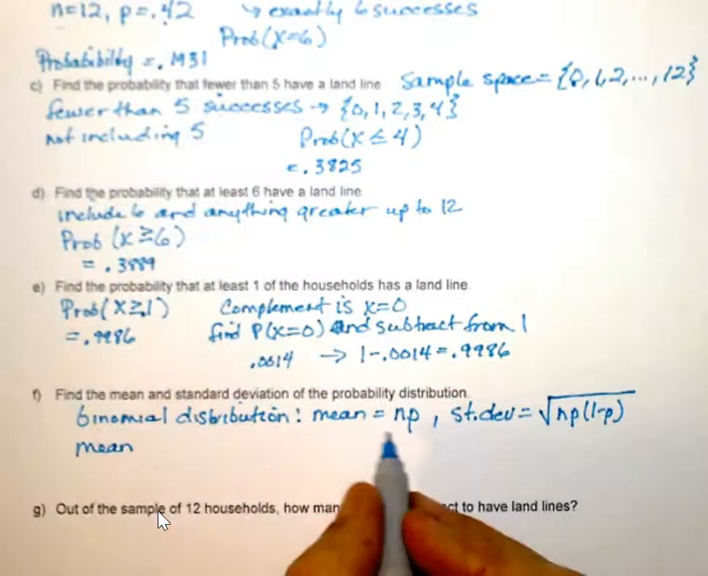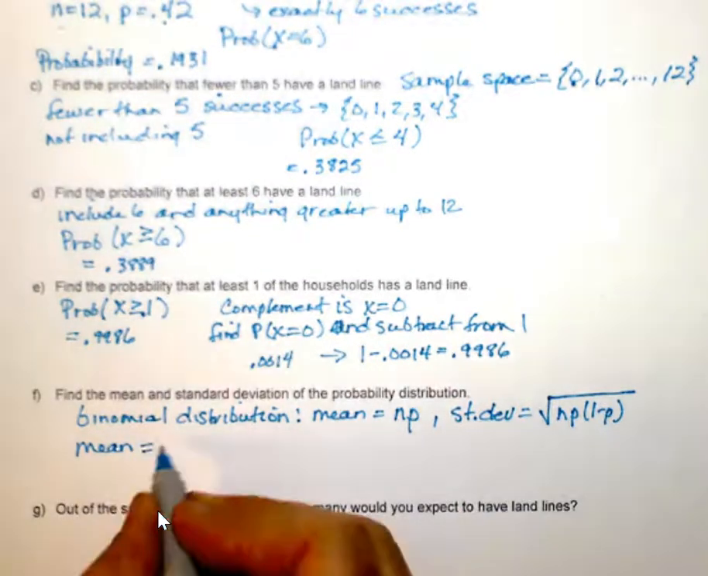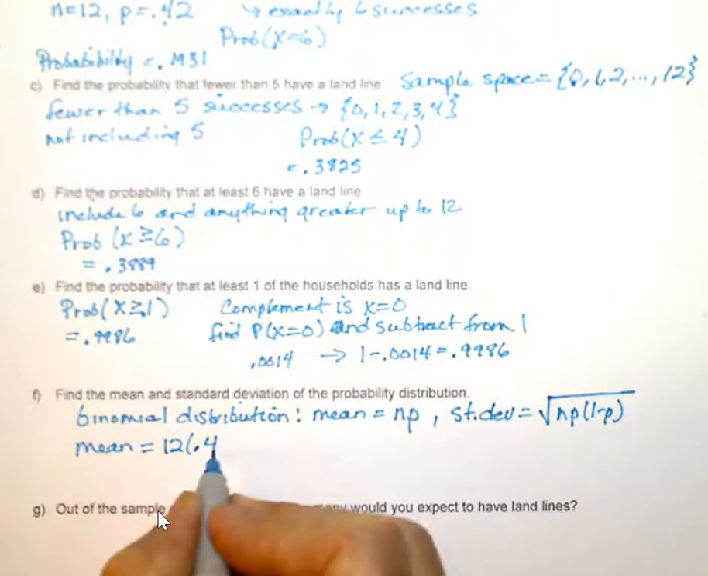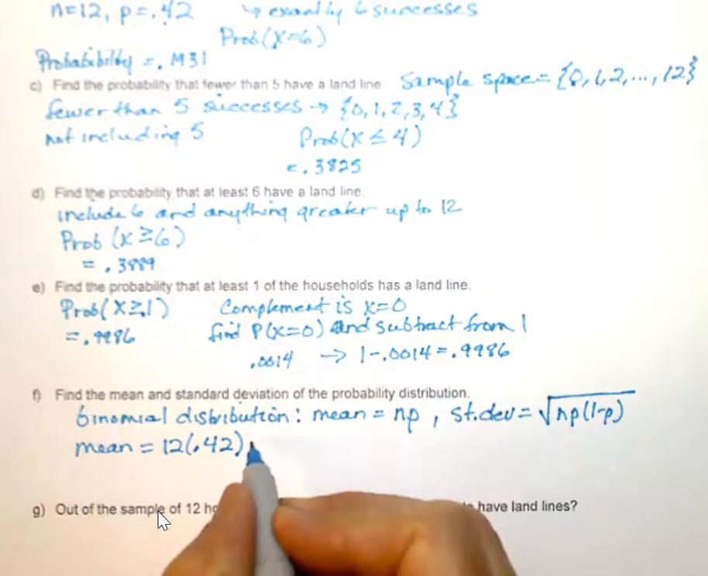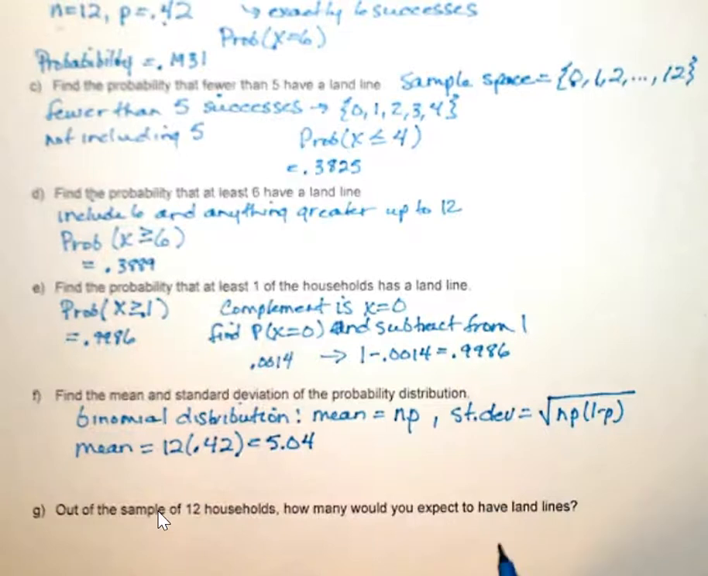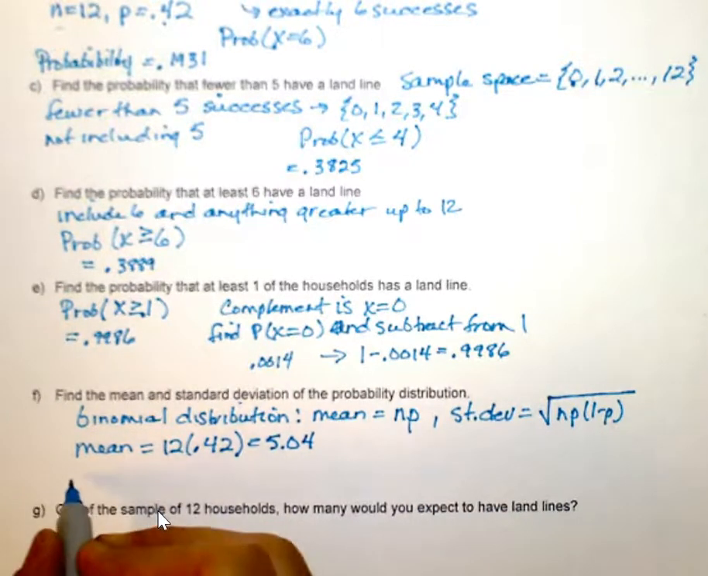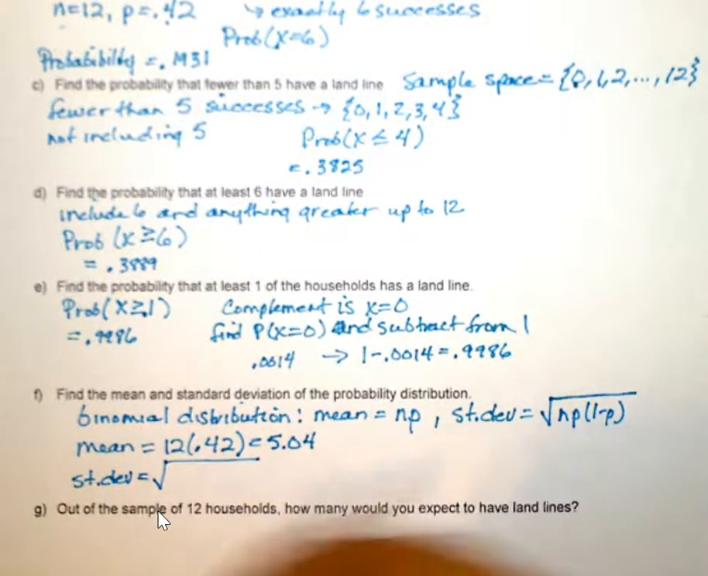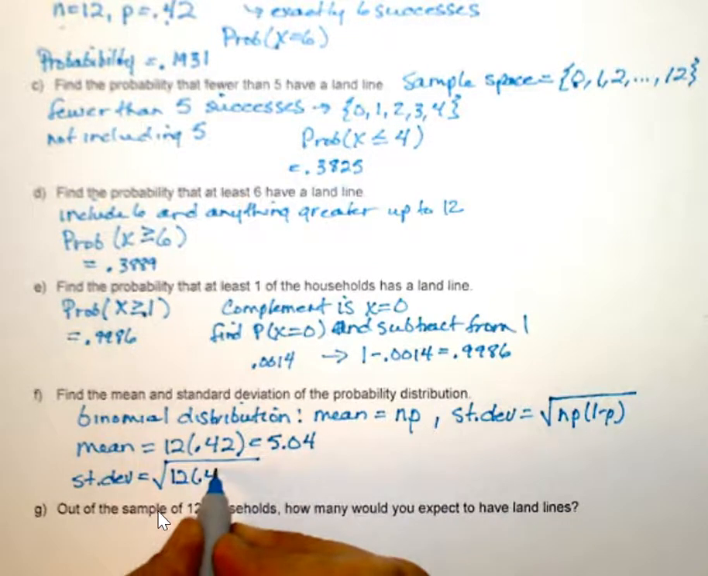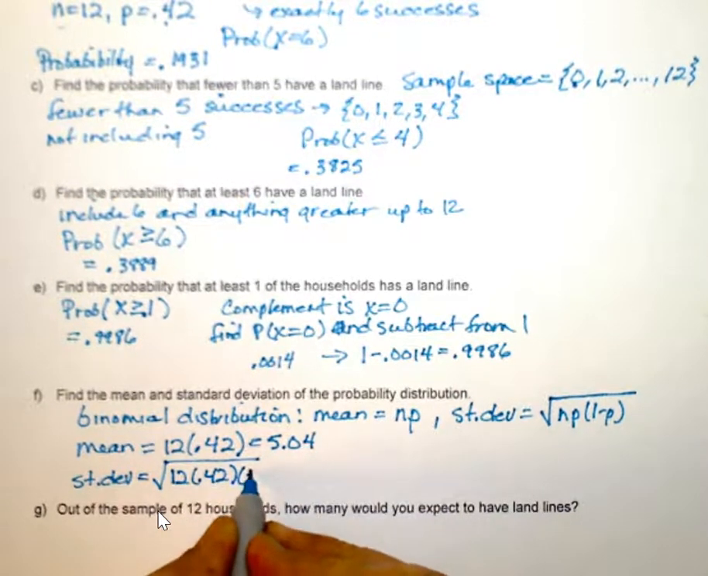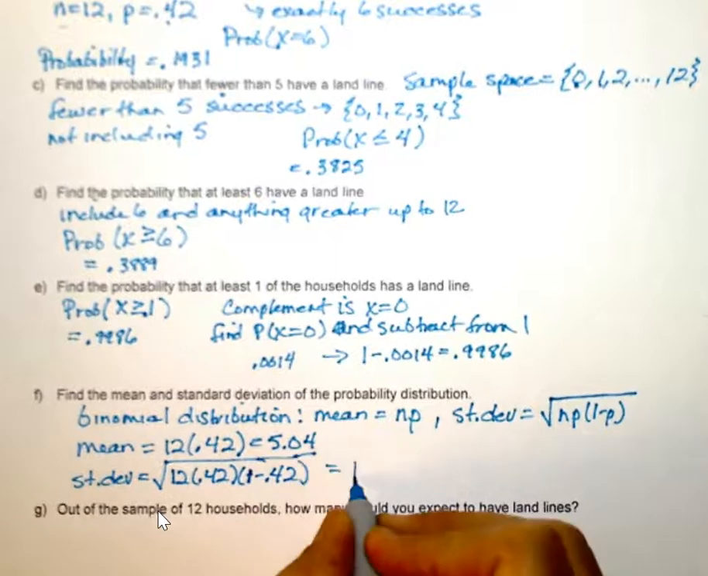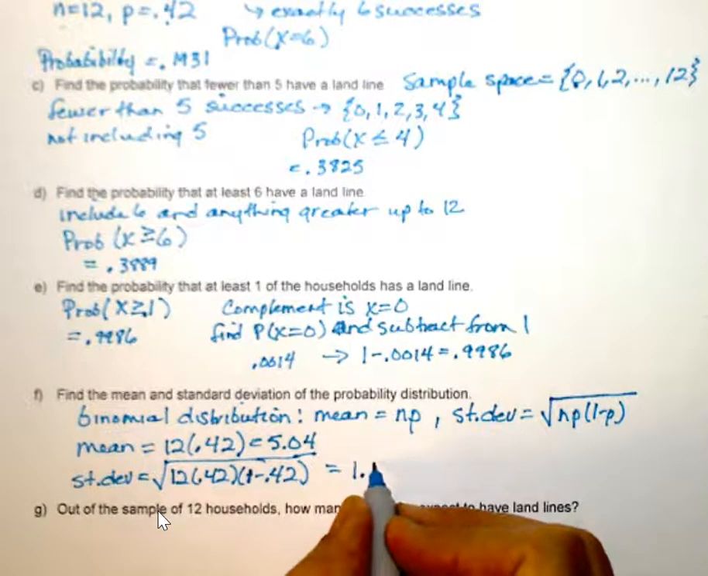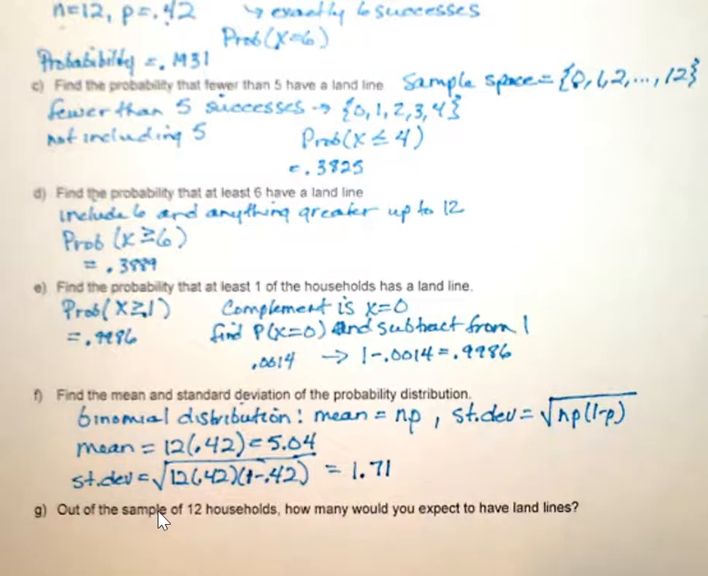For this binomial distribution, our n is 12 and our p is 0.42. If we multiply those together, we get 5.04. For the standard deviation, we're taking the square root of 12 times 0.42 times 1 minus 0.42. That's going to give us 1.71 if we round it to 2 decimal places. And that's all we have to do to find the mean and standard deviation if we have a binomial distribution.